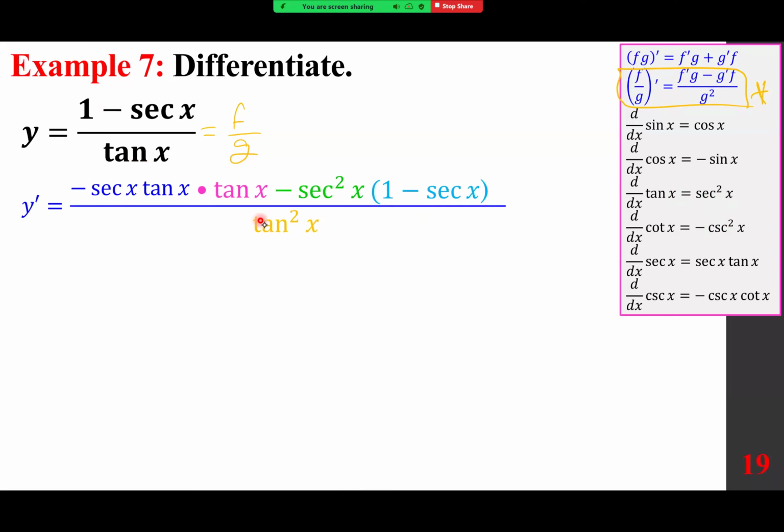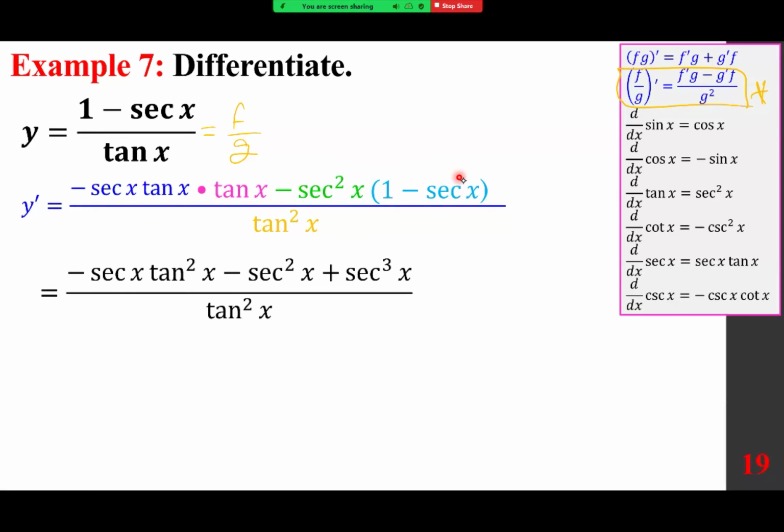tan squared x. Again, done with the calculus step, all we have to do is simplify using algebraic techniques as well as trigonometric techniques. So this becomes minus secant x tan squared. This becomes minus secant squared x plus secant cubed. In the numerator, they all involve secant x, so we take the common factor of secant x out. This gives us minus tan squared x minus secant x plus secant squared x.